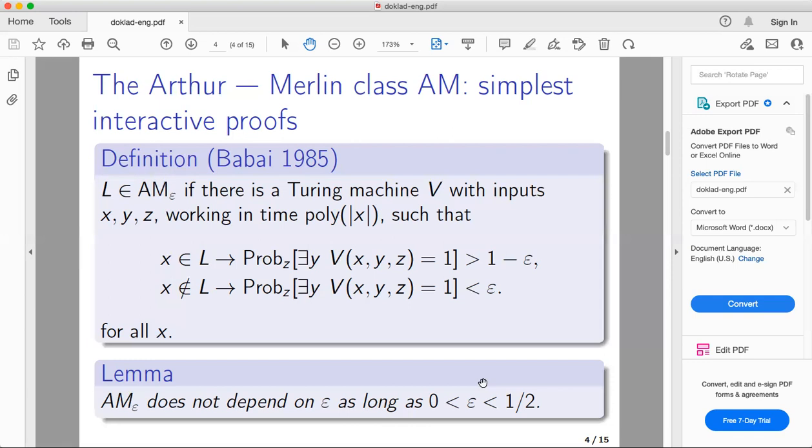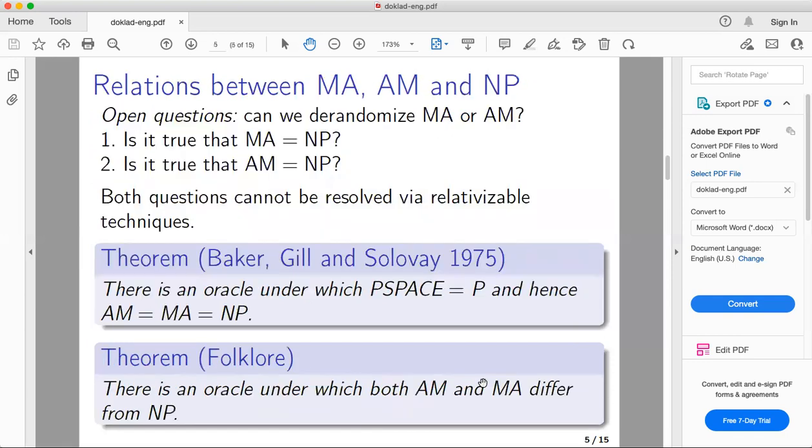Both classes generalize NP, and an interesting question is whether they are indeed superclasses of NP, in the sense that they are different from NP. This question is open. Both questions are open, and usually one can formulate them as whether we can de-randomize MA or de-randomize AM.